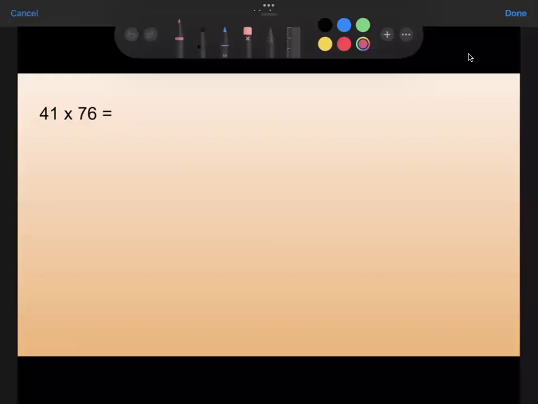Okay, here is our next one. We're going to take 41 and multiply it by 76. For this one, I'm going to use the standard algorithm. So that means I'm going to put the number that has the most digits on the top. In this case, they both have the same amount of digits, so I can put either one on top. I think I'll choose the 76. So I'm going to put the 76 up here and the 41 here.